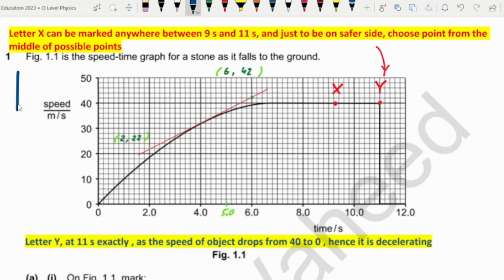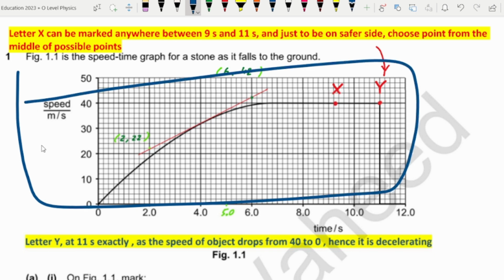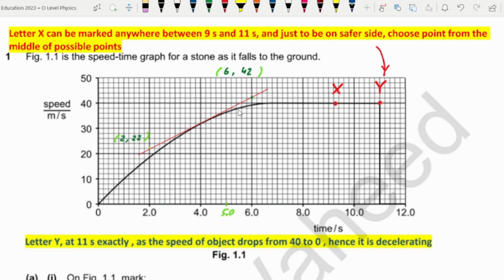So this is a speed time graph. And on that speed time graph, where do you have the constant speed? Well, we have the constant speed in this portion. The speed is 40. It's not being changed in this interval. So anywhere on this region, you can draw a point and mark it with the letter X. It can be over here where I have marked, it can be over here. Just to be on the safe side, do not mark on the edges. Try to mark in the middle.